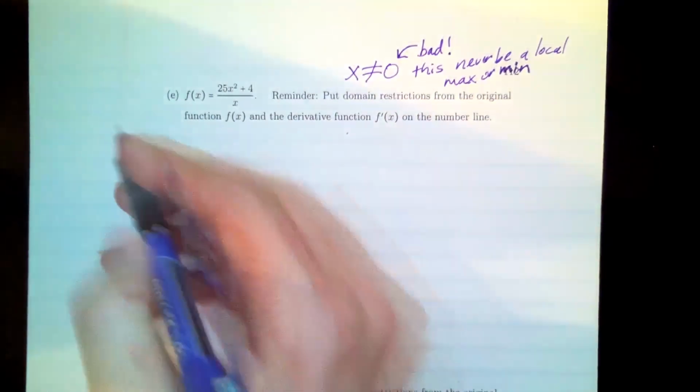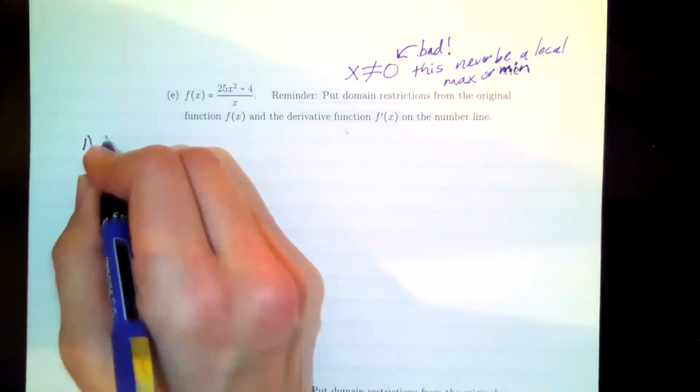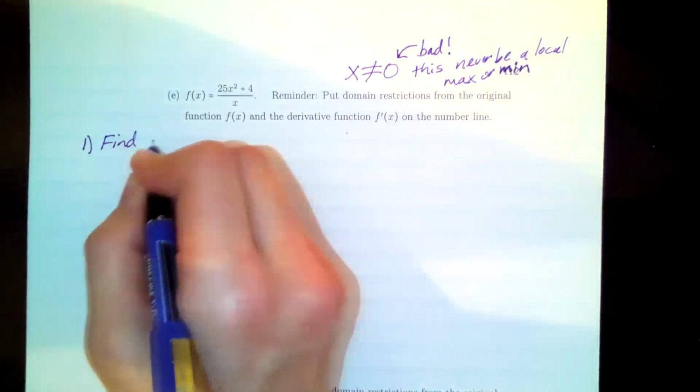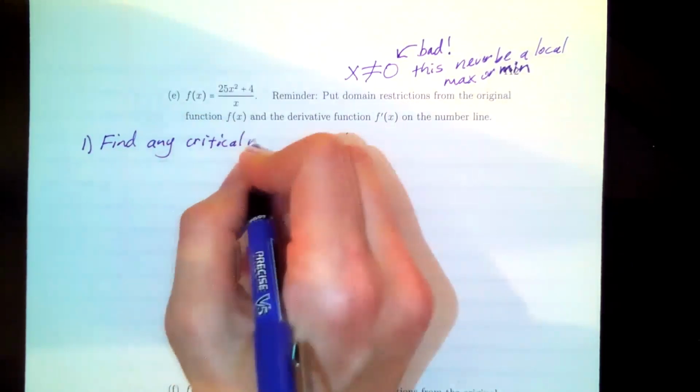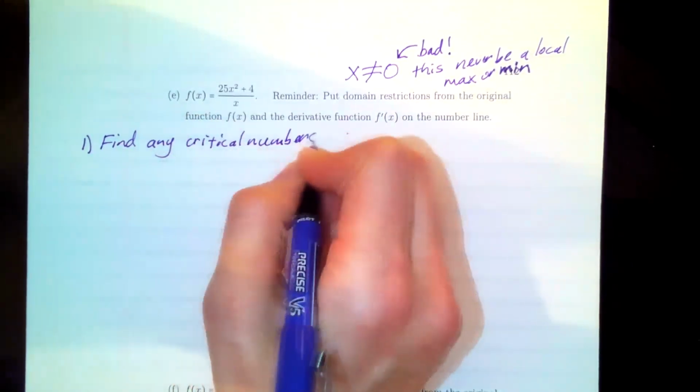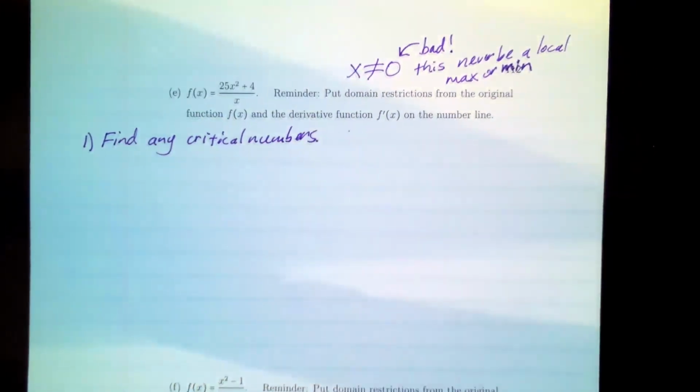Okay, so now that we know that part, I need to find critical numbers. That's always our first task, because critical numbers are my candidates for being these maximums and minimums. They're the only ones I'll have.